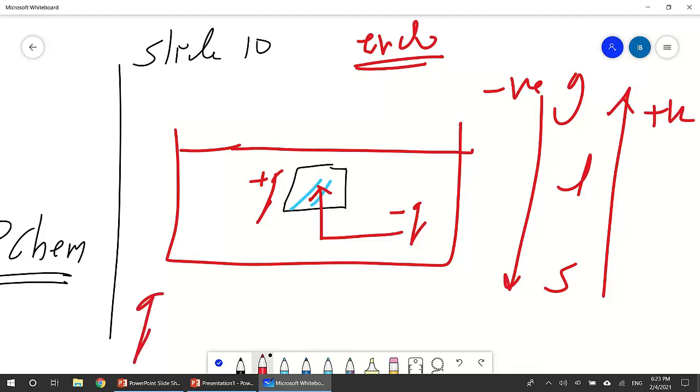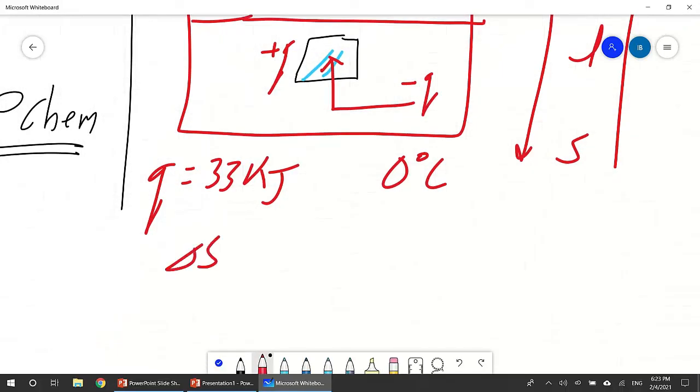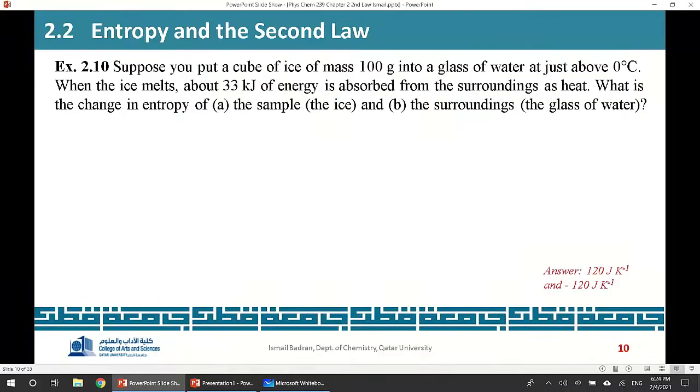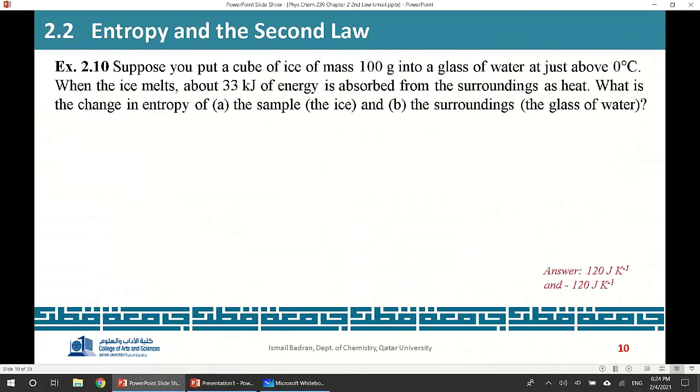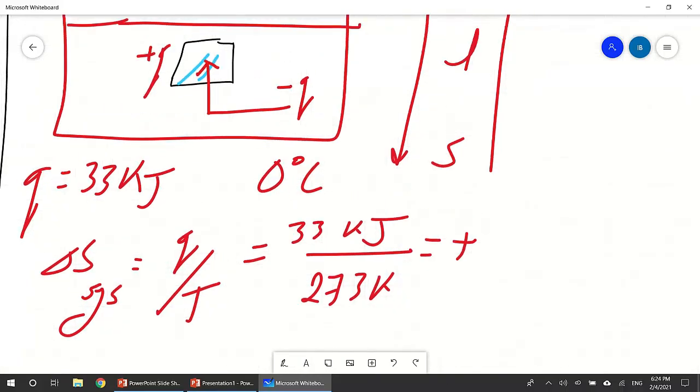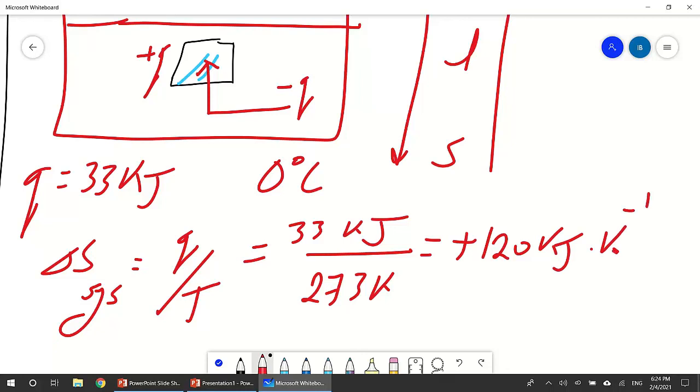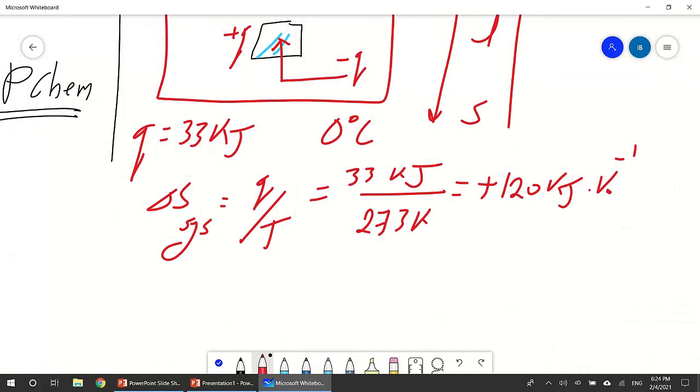So how much is that Q? This Q is equal to 33 kilojoule. And this is happening at 0 Celsius. So same thing, we can say delta S for the system, which is the ice, is equal to Q over T, which is 33 kilojoule divided by 273 Kelvin. And you will obtain an answer of plus, should be around 120. You can double check that answer in your calculator, please. 120 joule per Kelvin. And for the surrounding, which is water, because this is a reversible process, we can say delta S surrounding is equal to minus 120 joule per Kelvin.